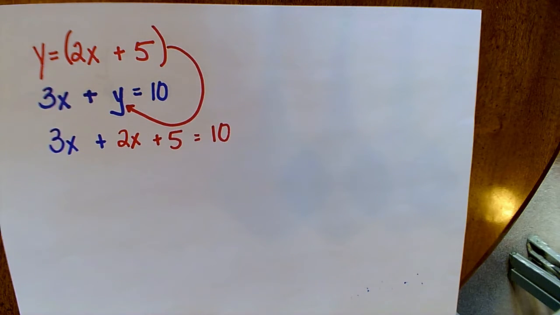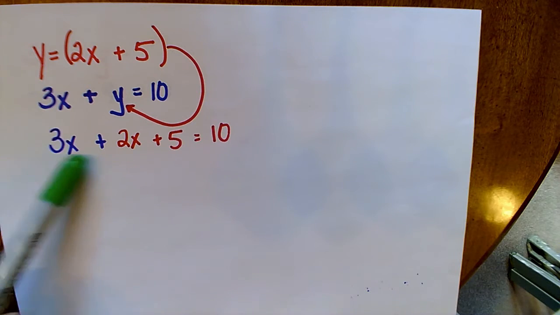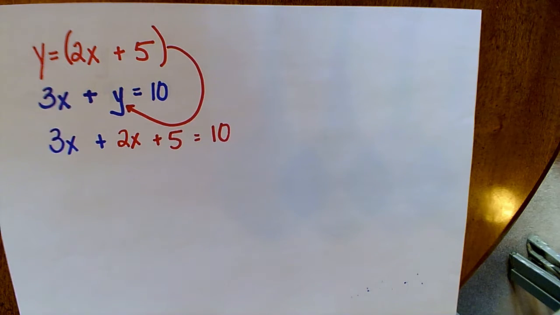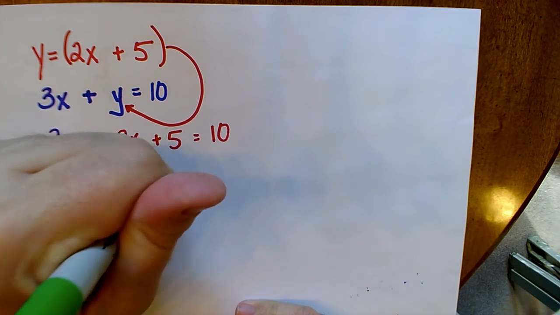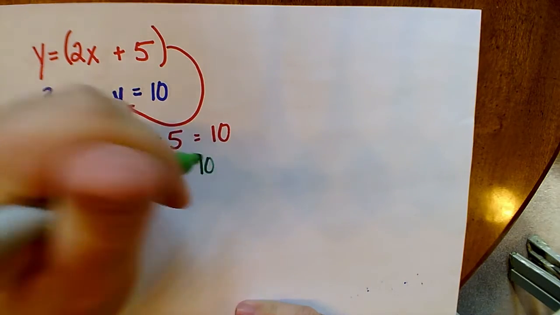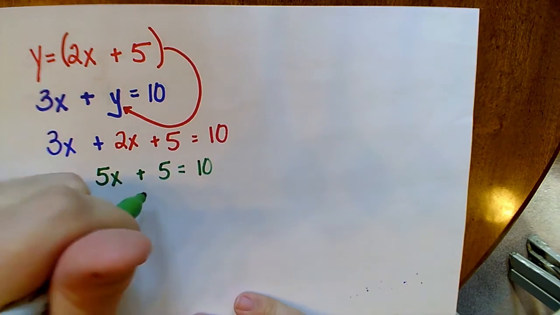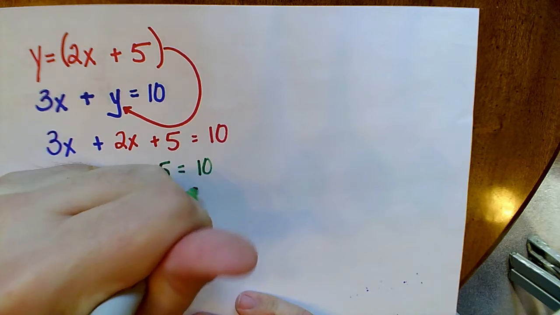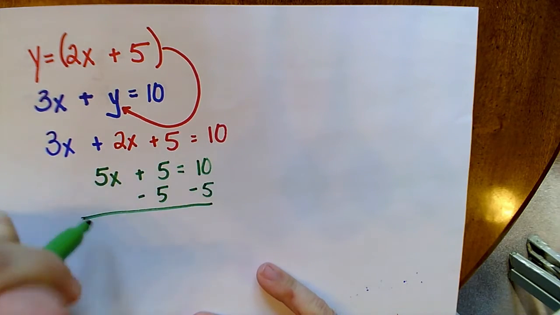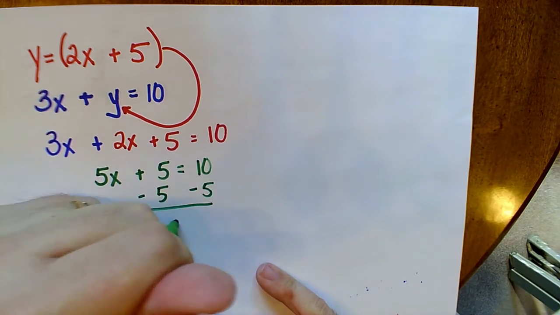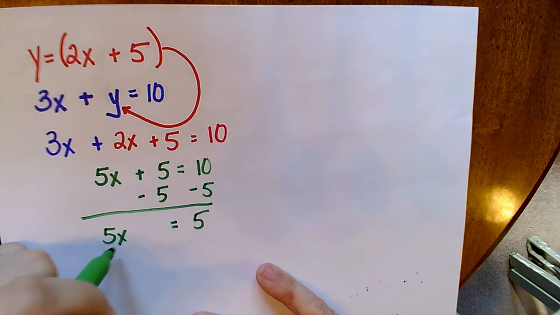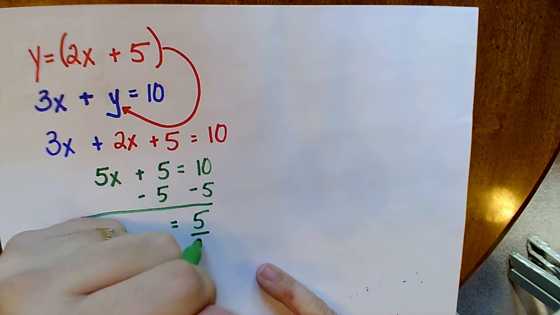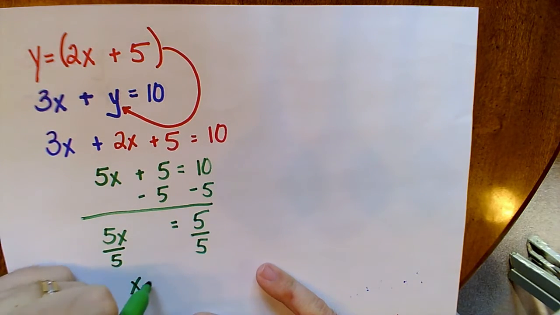Now at this point we're actually pretty excited because our equation right here only has x's in it. So we have 3x plus 2x is 5x plus 5 equals 10. We're going to go minus 5, minus 5. 5x equals 5. Divide by 5, divide by 5. X equals 1.